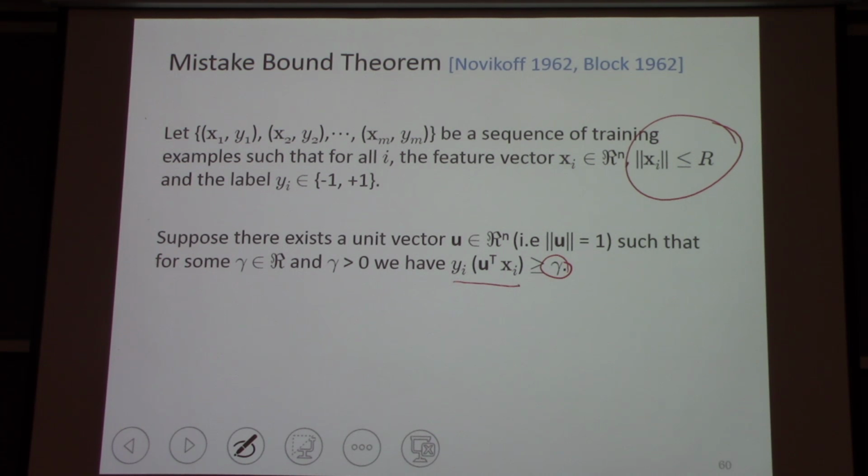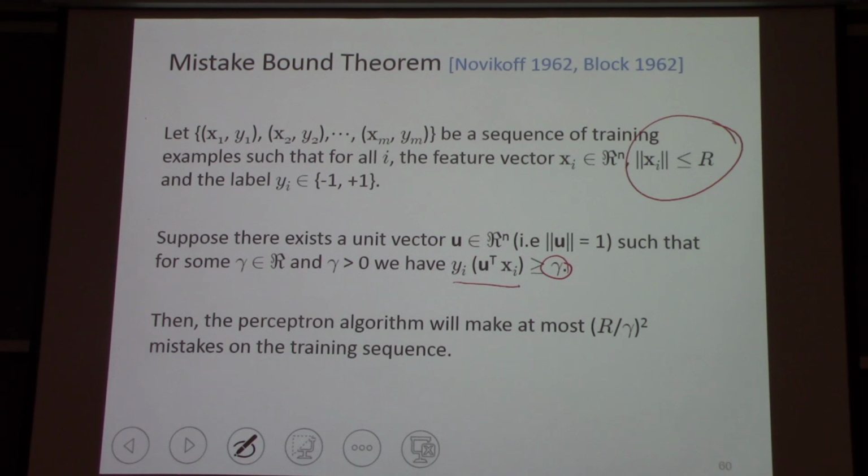We'll stare at this a little longer. Let me just complete the theorem. If these two conditions hold, namely all your points lie inside this ball of size r and the margin of the data set is gamma, then the perceptron algorithm will make at most r squared over gamma squared mistakes. And this is the entire statement of the perceptron mistake bound theorem.